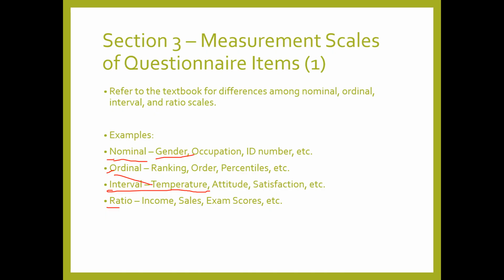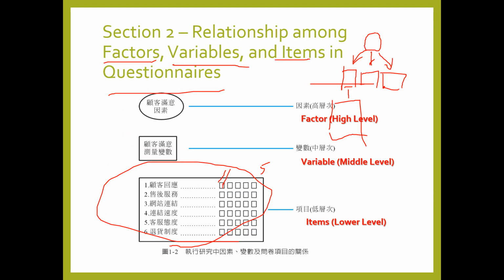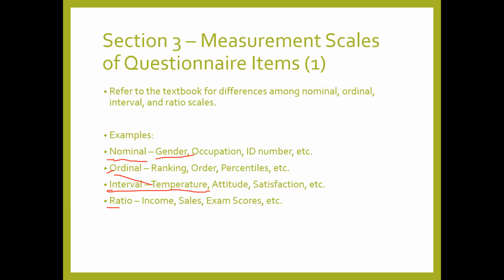For the Likert type scale, 1 to 5, it belongs to interval. It's a level of satisfaction about the attitude. In Chinese, they say 度: 温度, 满意度, 态度.